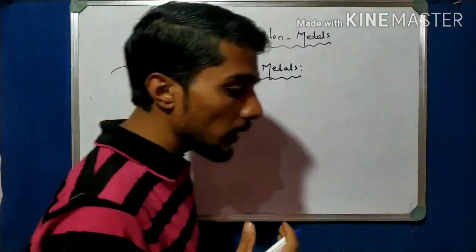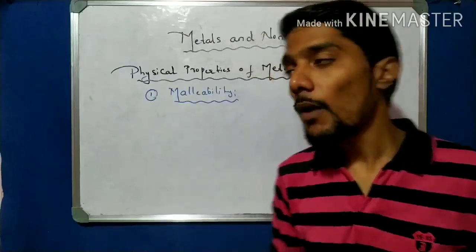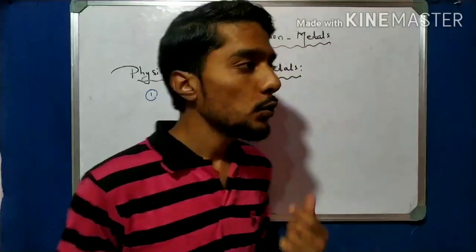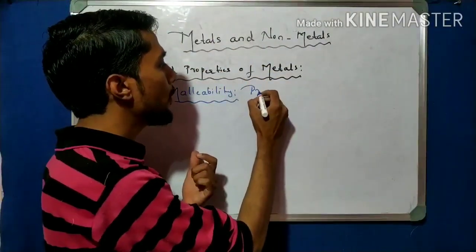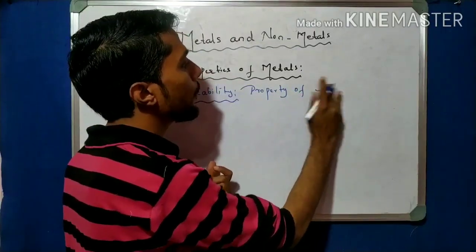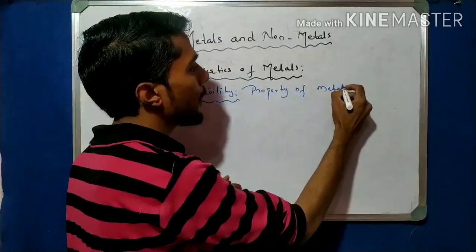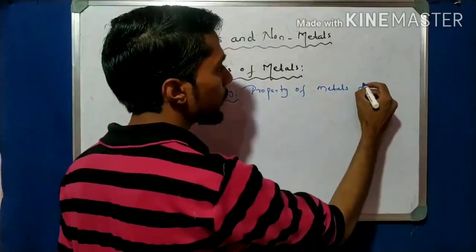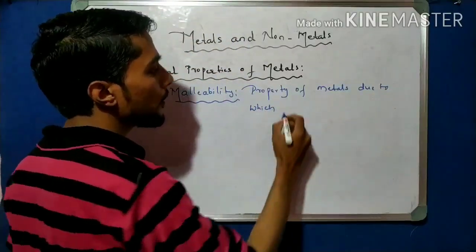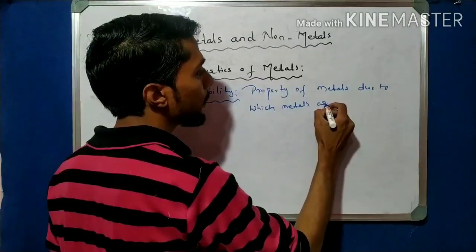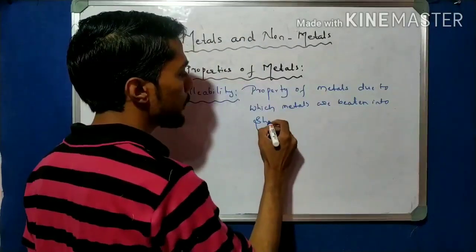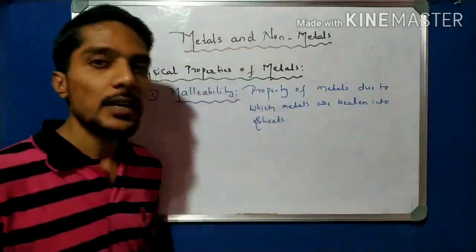Malleability. This is a physical property of metals. So what is meant by malleability? What is the definition of malleability? It is a property of metals due to which metals are beaten into sheets. So that is called malleability.